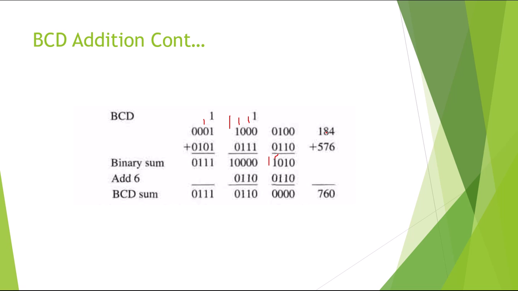Now if you see, 184 when added to 576, we all know that this is 0, then we'll have a carry here. 8 plus 7 is 15, plus 1 is 16, 6 and a carry here, and that is 760. And here in BCD 0111 is 7, 0110 is 6, and these are 0. So this is the way how we add in BCD.